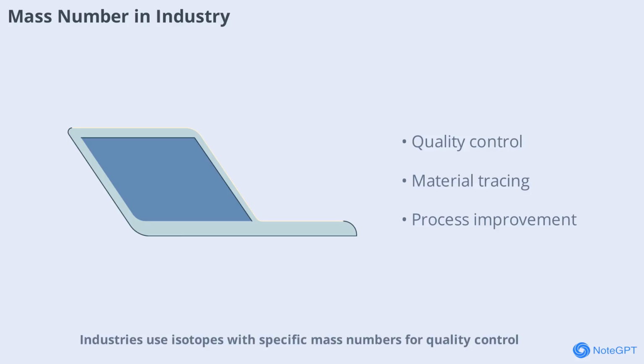Industries use isotopes with specific mass numbers for quality control, tracing materials, and improving processes. For example, radioactive isotopes can detect leaks in pipelines or measure the thickness of materials. Mass number ensures the right isotope is chosen for each application.